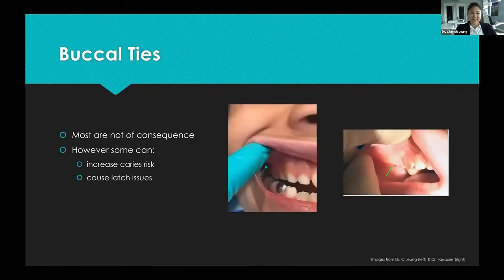Buccal ties are also a thing. So it's the same thing on the upper. You'll see right in that buccal vestibule, you'll see a tie. A lot of times they're not of consequence, but some can increase your caries risk because you can't brush right there, or they trap food there, and then it can also cause some latching issues. So if you see one that's really strong, you can release it while you're doing your other releases as well to really help mom be able to latch.